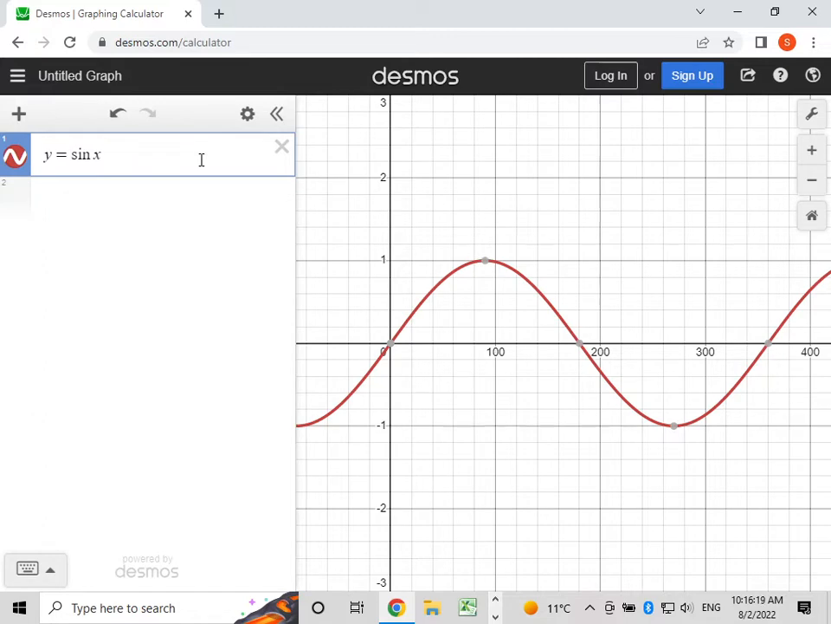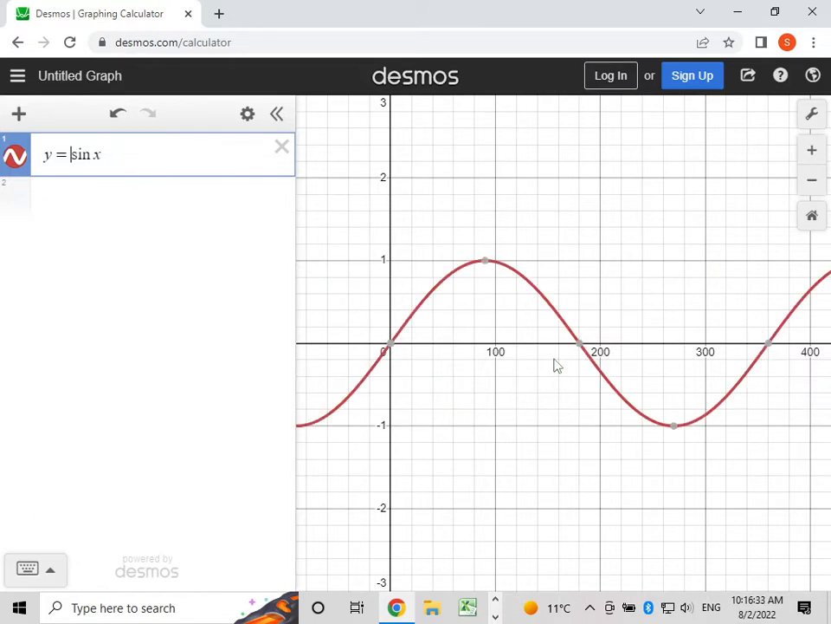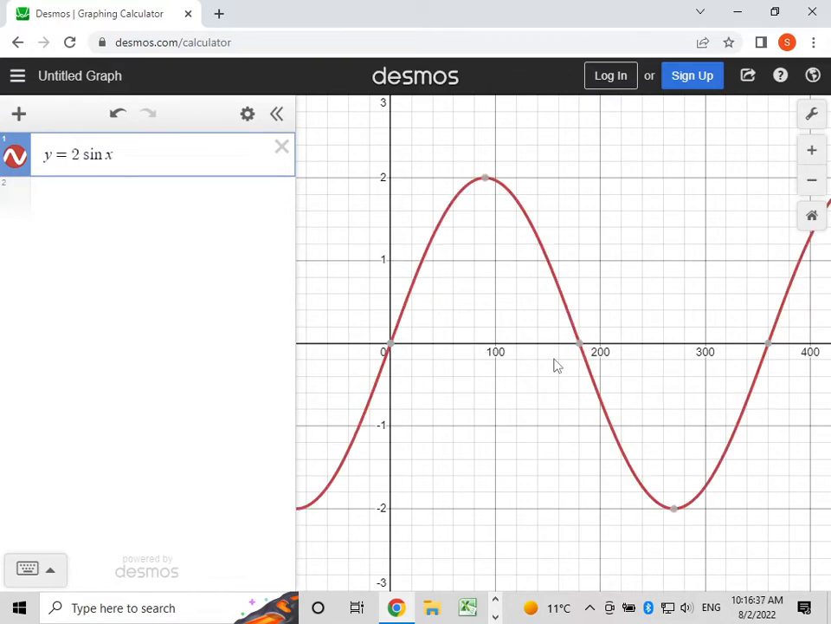If it was -1, do you see what happens? It flips to the bottom. So instead of starting at 0 and 0 and going up, it's still going to start at 0 and 0, but it's going down. If I put in a 2 there, look at the period of the graph. It doesn't change the period of the graph. It only applies to the height that it goes up and how low it goes.